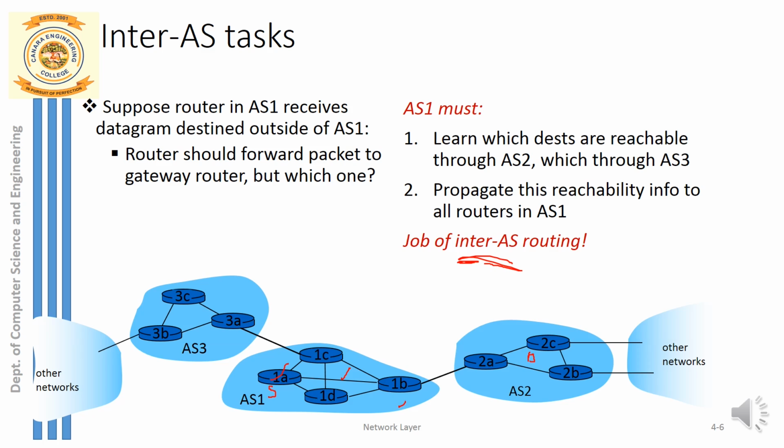Then via the intra-AS routing protocol, 1C will in turn propagate the information to all the routers inside AS1. Similarly, using the intra-AS routing protocol, 1B also will propagate the information to all the routers connected inside AS1.